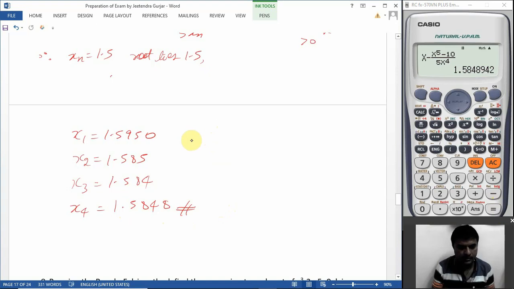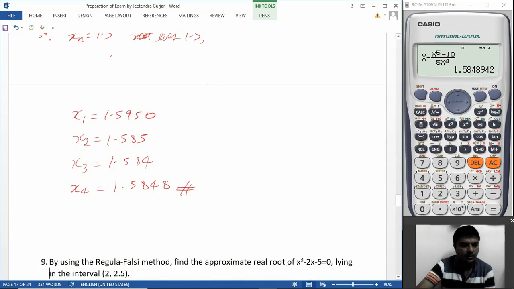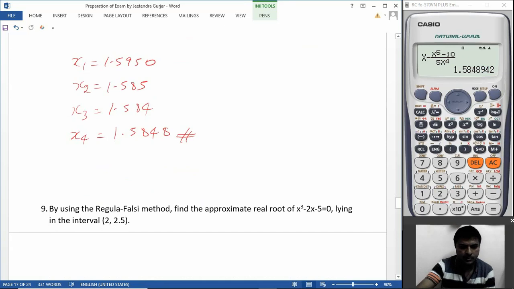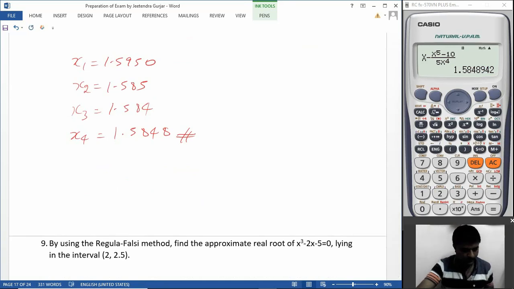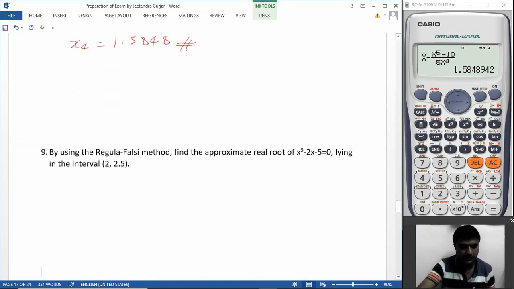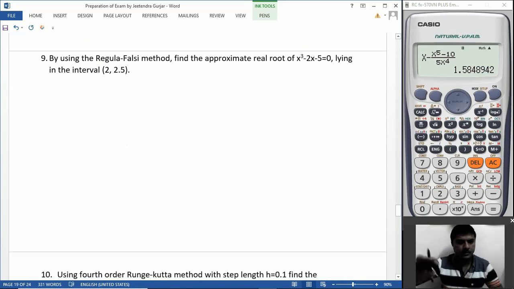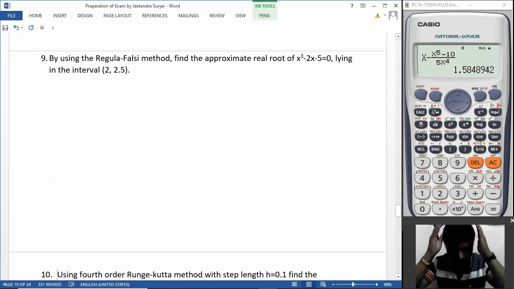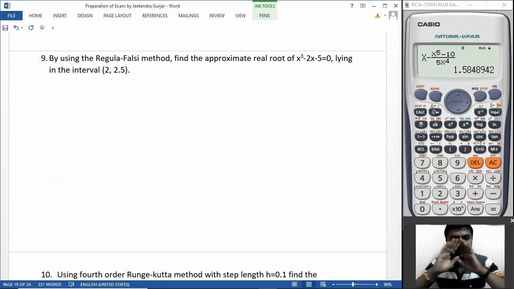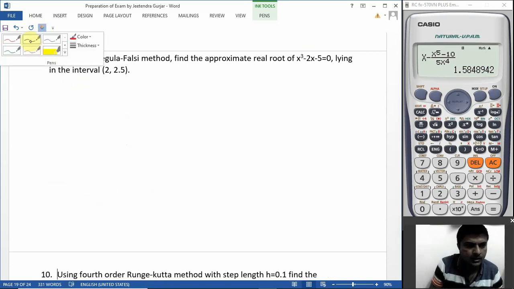Come to our simplification. So a they have given 2, b please take it 2.5. Use the formula, students. What is the formula you have to know? x1 is equal to a into f of b minus b into f of a divided by f of b minus f of a. Please remember the formula, students. When a is equal to 2, substitute in the function. This is the function given. Please put it in the function.